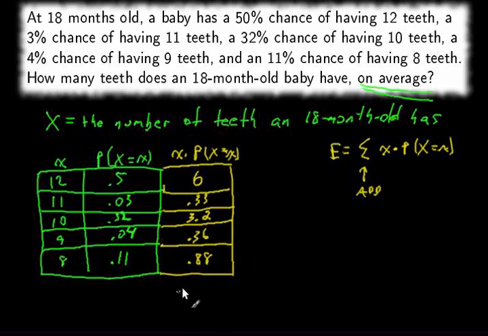So we need to add those now. The expected value is the sum of those numbers. So these numbers here, we add them up. We have, doing that very quickly, 6 plus 0.33 plus 3.2 plus 0.36 plus 0.88, and I'm getting 10.77.